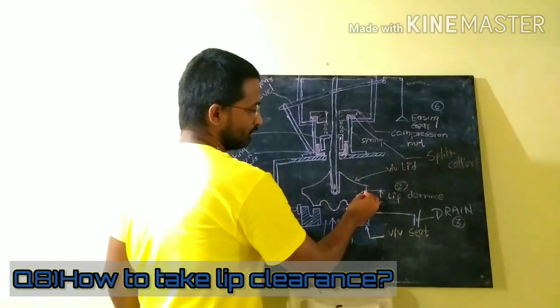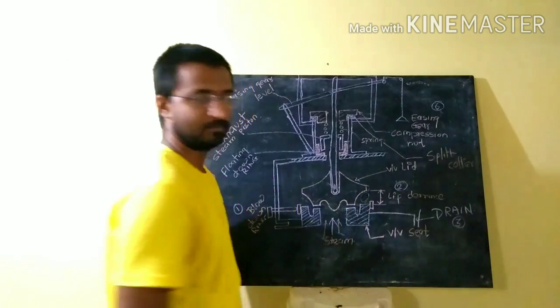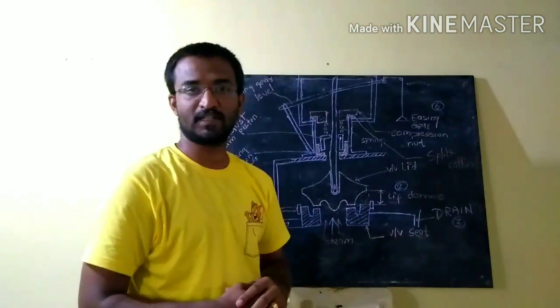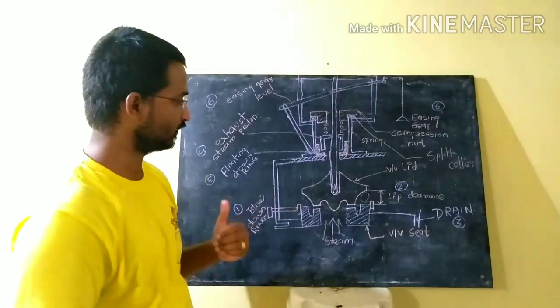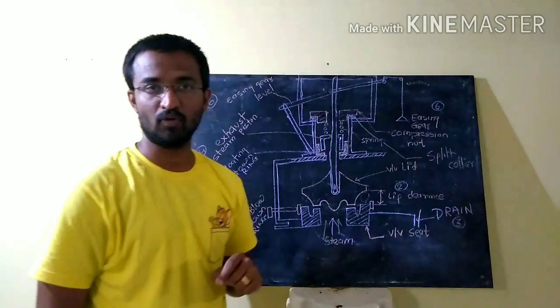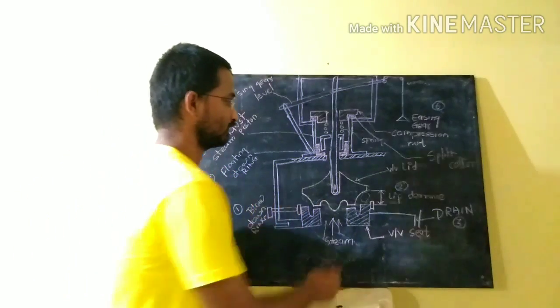For taking the lip clearance, just put the lead wire over here. Place all the things and tighten the compression nut to the respective position or the previous position. Then again open all the things and check the size of the lead wire. You will get the lip clearance.